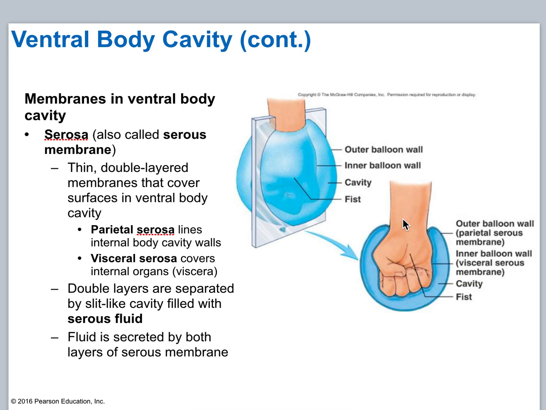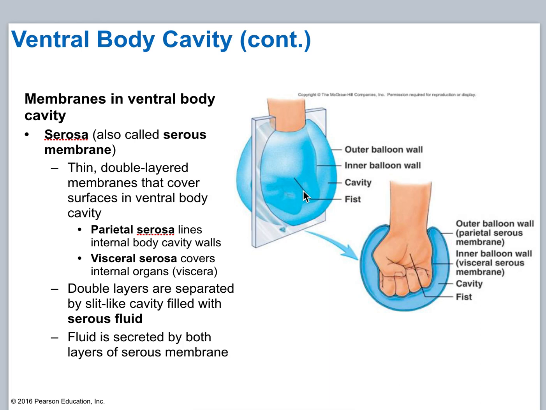These cavities are lined by membranes. The membrane is a double-layered membrane. To illustrate, imagine a balloon and you put your fist in the balloon. There's two layers between your fist and the outside. There's the layer on the outside of the balloon, and there's a layer that's adherent to your skin. And that's kind of the way the cavities in the ventral part of the body are lined, with the serous membrane or serosa.